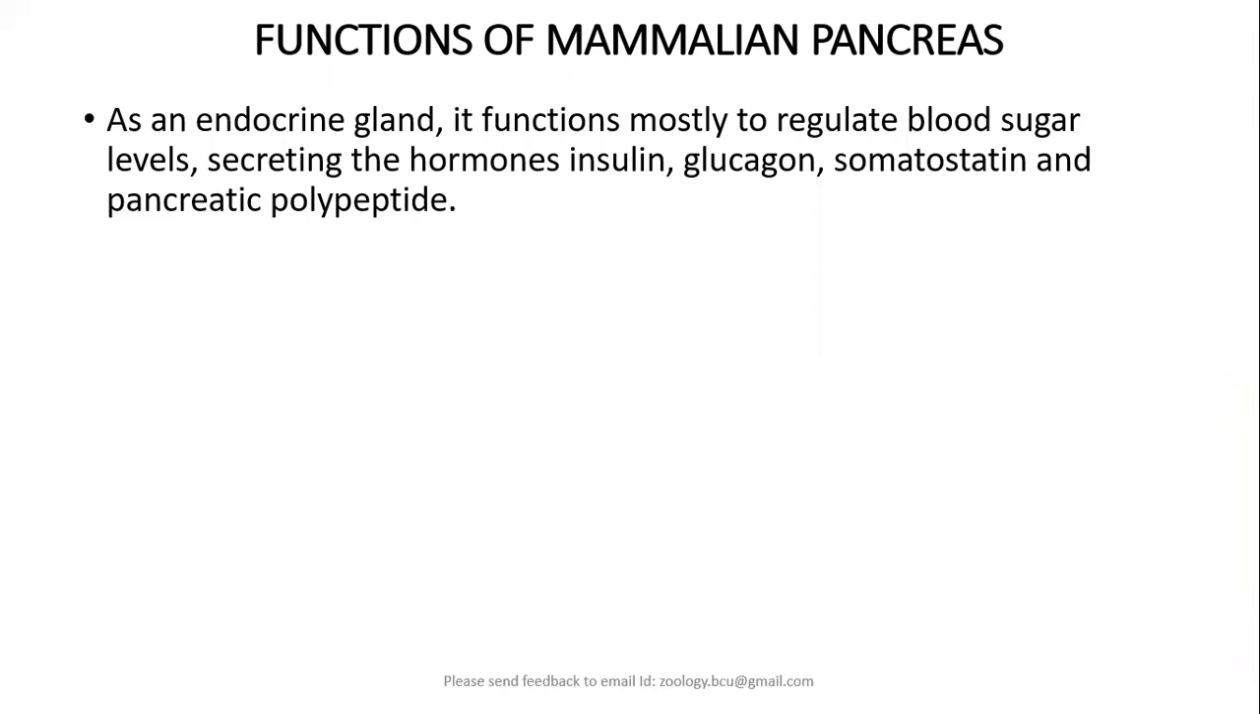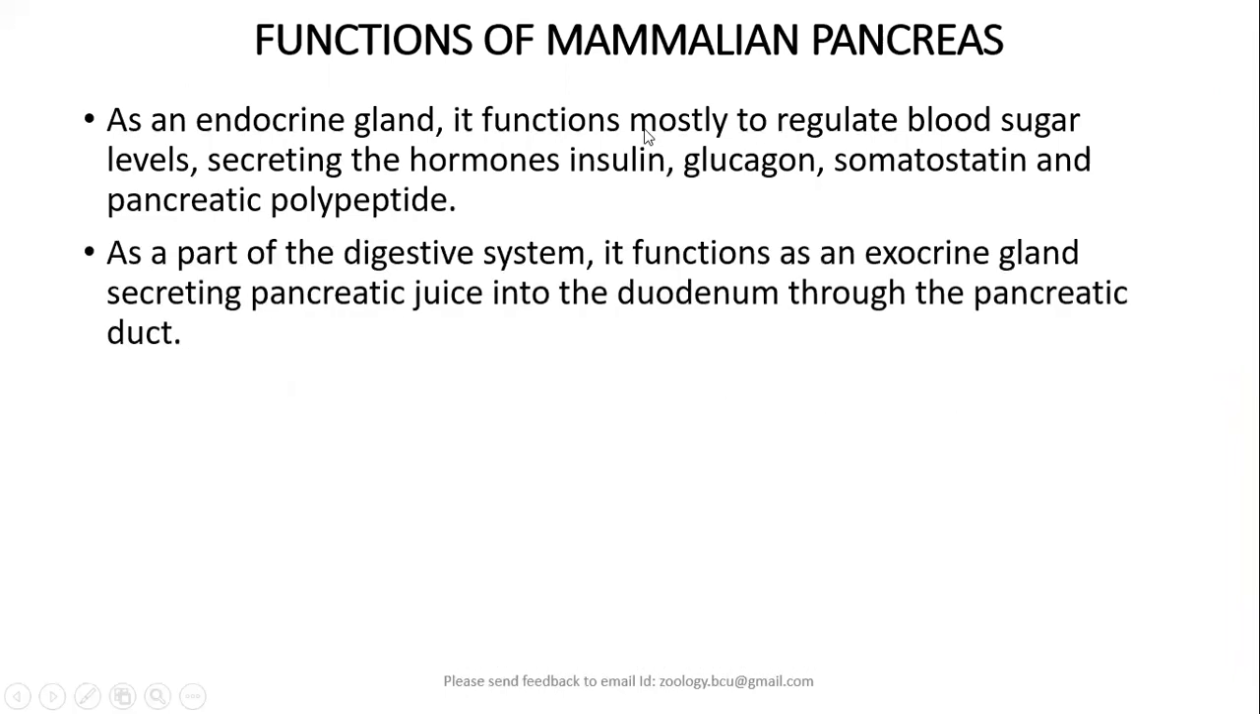Now quickly we'll go through some of the functions of the pancreas. As an endocrine gland, it functions mostly to regulate the blood glucose level, as it secretes hormones like insulin, glucagon, and somatostatin along with the pancreatic polypeptide. Apart from these hormones, the pancreas also secretes a lot of enzymes. So thereby it also functions as an exocrine gland.